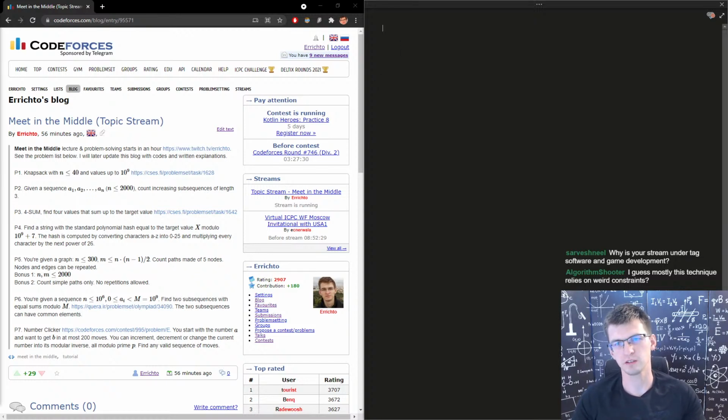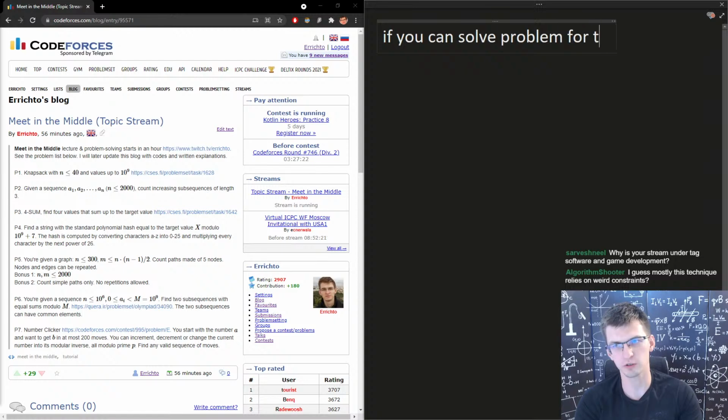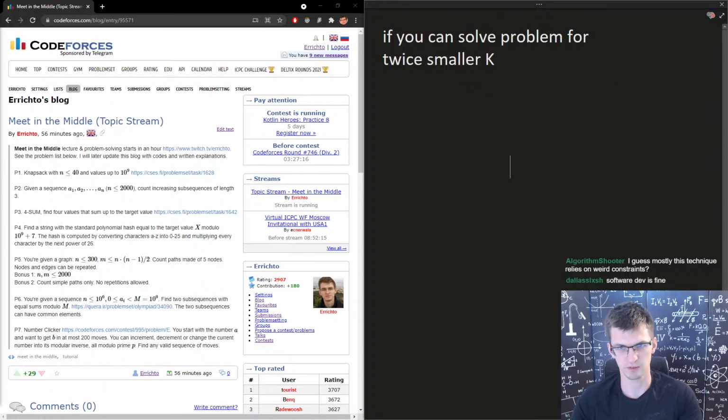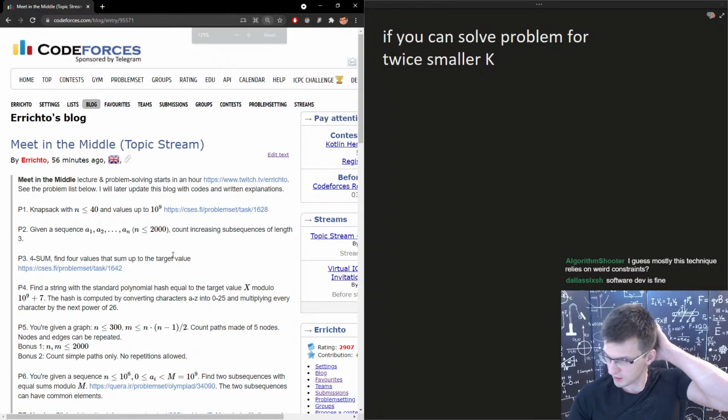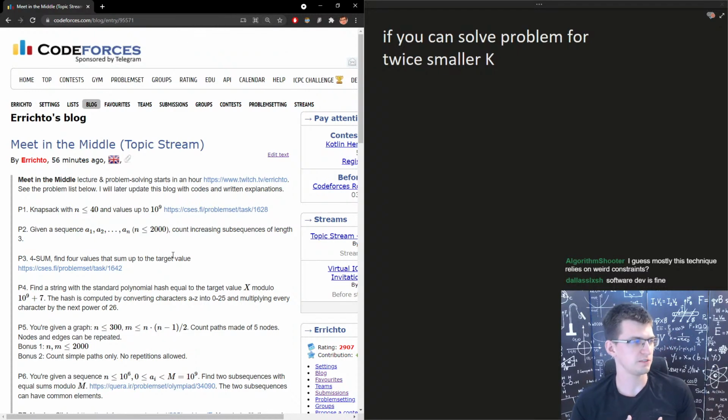Meet in the middle works, or you should use it, if you can solve the problem for twice smaller k or n, or whatever there will be in the problem. In such cases, you should use meet in the middle. And this is different from divide and conquer.